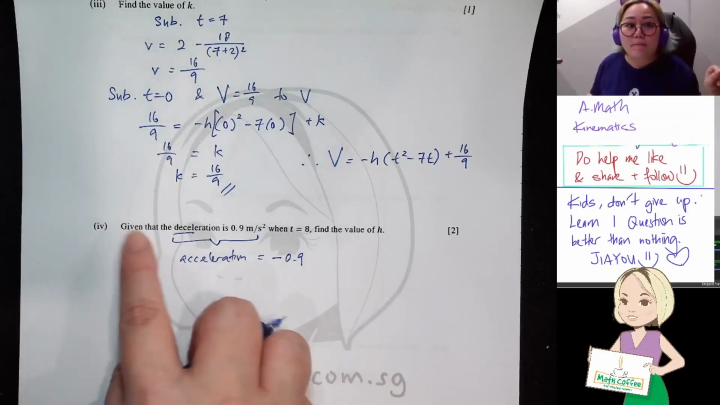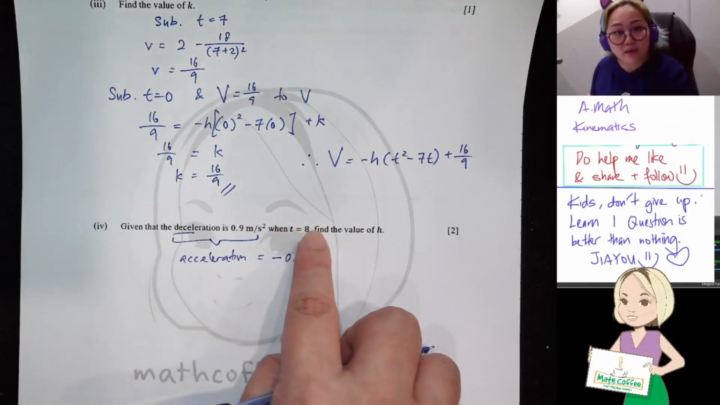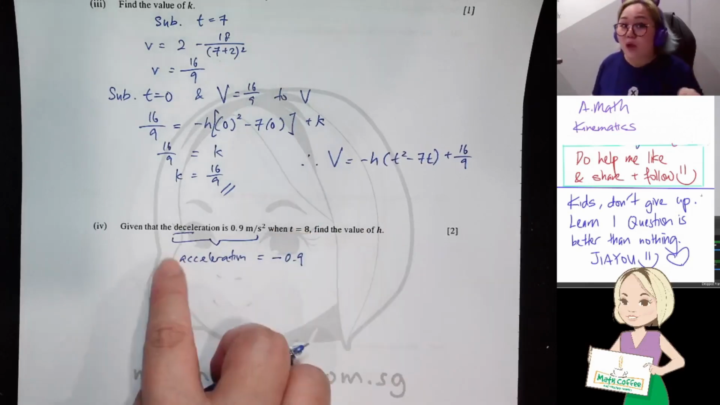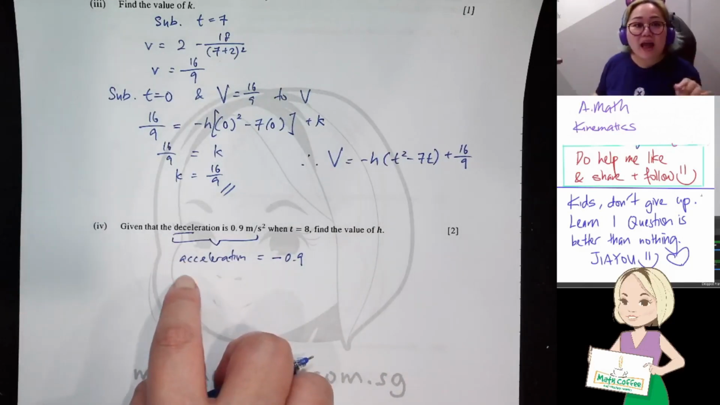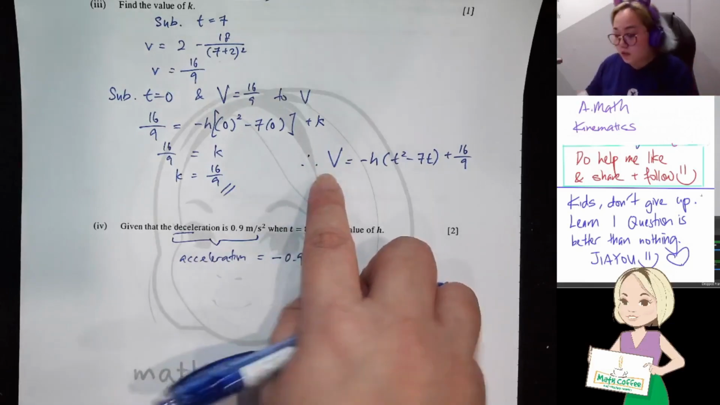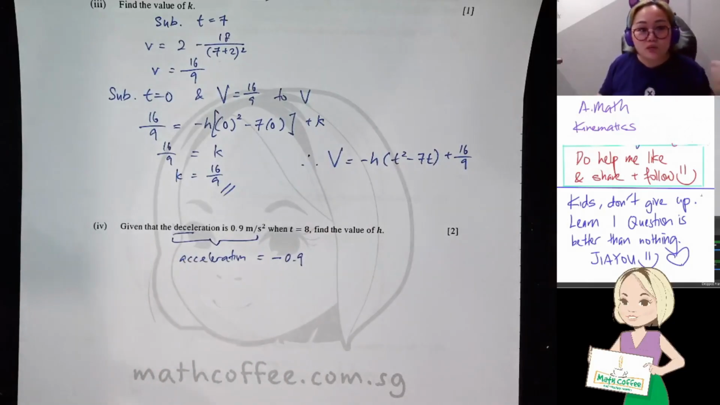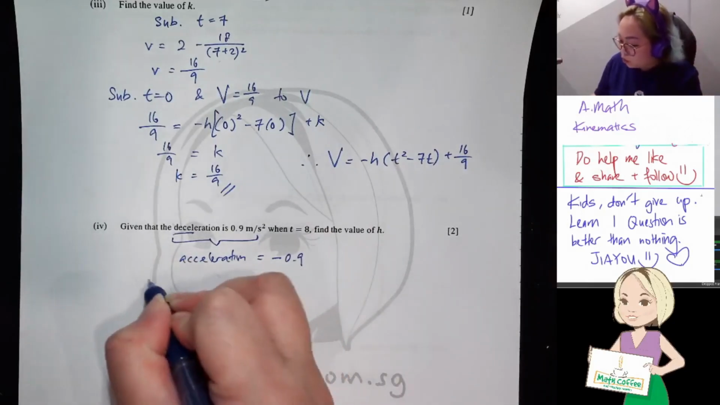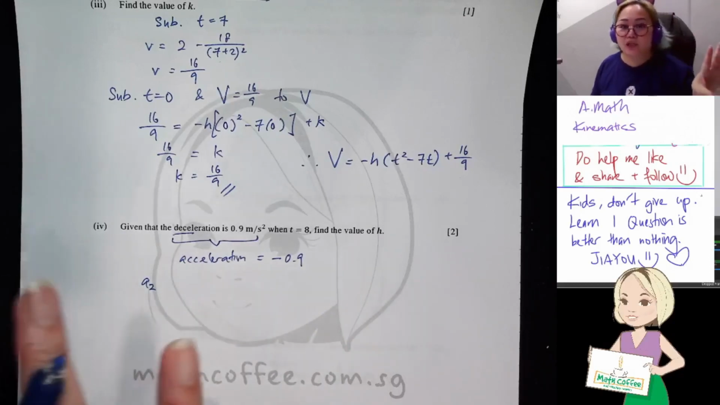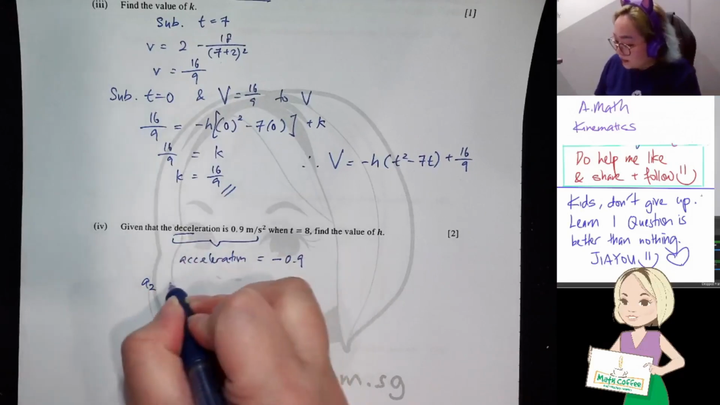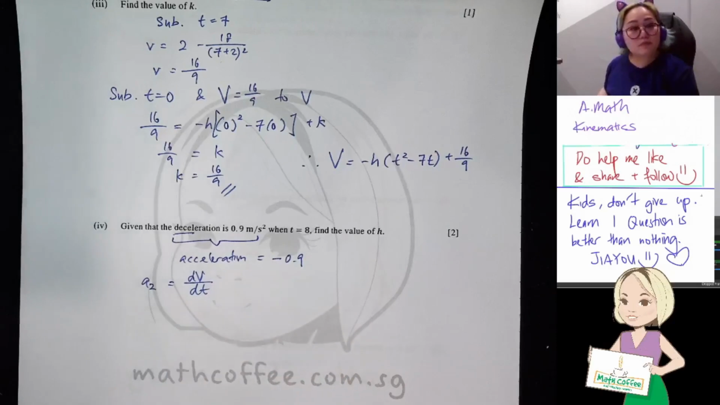So they tell you my acceleration is negative 0.9 when t equals 8. Find the value of h. So I need to find my a. To find my a expression, I need to differentiate my v. This time I cannot use small a, because small a we already used just now. But you can use a2, because previously we already have my acceleration. So a2 is, I need to differentiate my big V with respect to t.